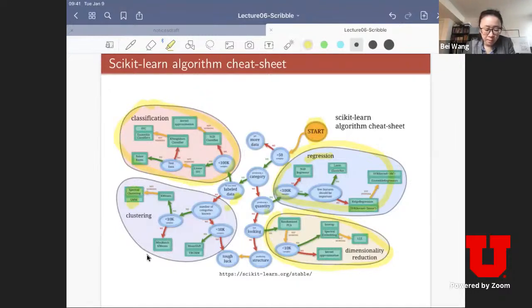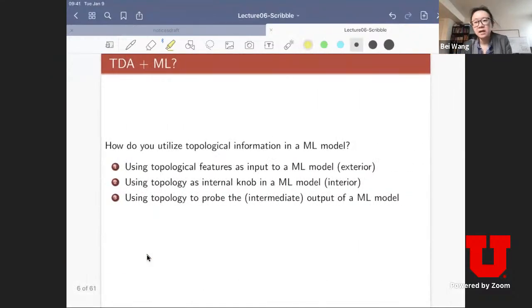Right? But the whole goal of me giving this high-level picture of machine learning algorithms is that I would like to think about how topological information can be utilized in a machine learning model. There are roughly two to three categories, depending on where topology sits with respect to the machine learning model: either exterior, interior, or something in between. So the first type, which is used a lot in regression and classification tasks, is where you compute topological features and use them as input to a machine learning model.